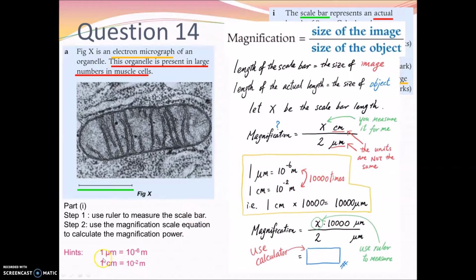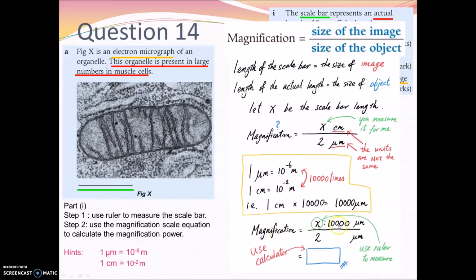What you can see is that 1 micrometer is equal to 10 to the power negative 6 meter, and 1 centimeter is equal to 10 to the power negative 2 meter. By comparing these two lengths, there is actually a 10,000 times difference. The simple logic is that 1 centimeter times 10,000 gives 10,000 micrometer. So that's the conversion of the unit.